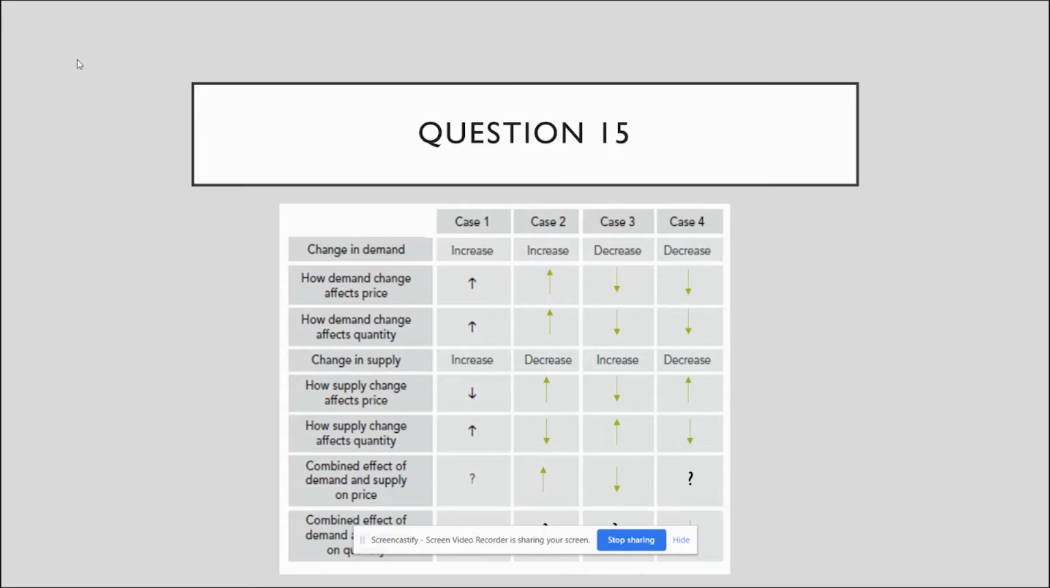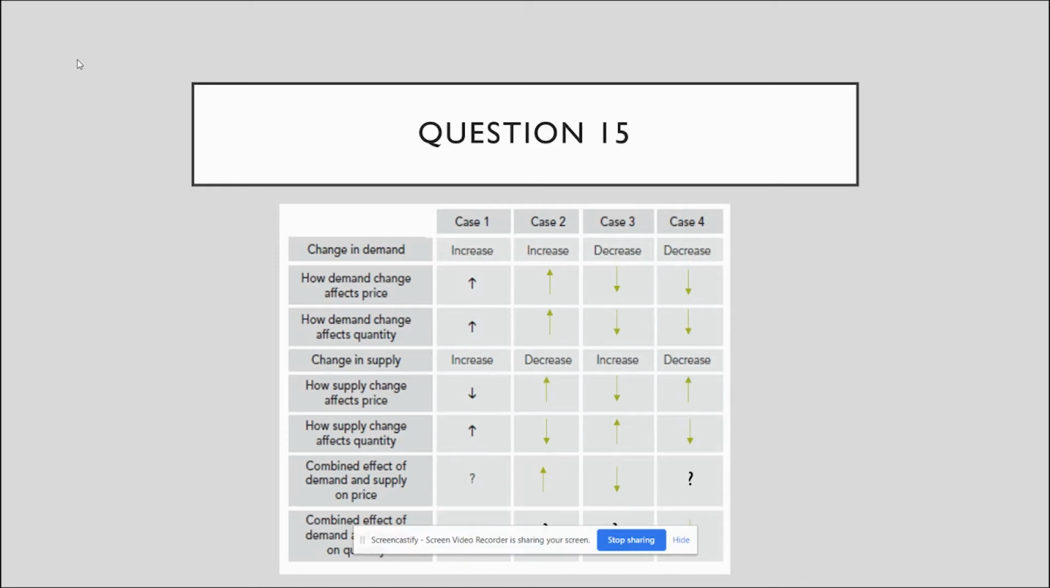For question 15, it asks to analyze how the combined effect of changes in demand and supply affect price and quantity. So I filled out this chart where it shows that an increase in demand will always increase the price and increase the quantity. Meanwhile, a decrease in demand will decrease both. On the other hand, an increase in supply will decrease the price and increase the quantity, and a decrease in supply will increase the price and decrease the quantity.